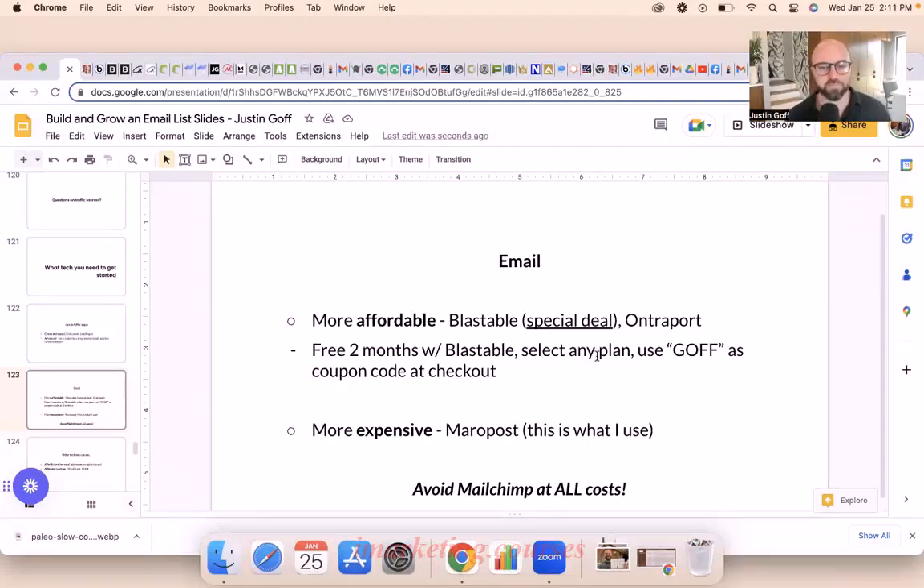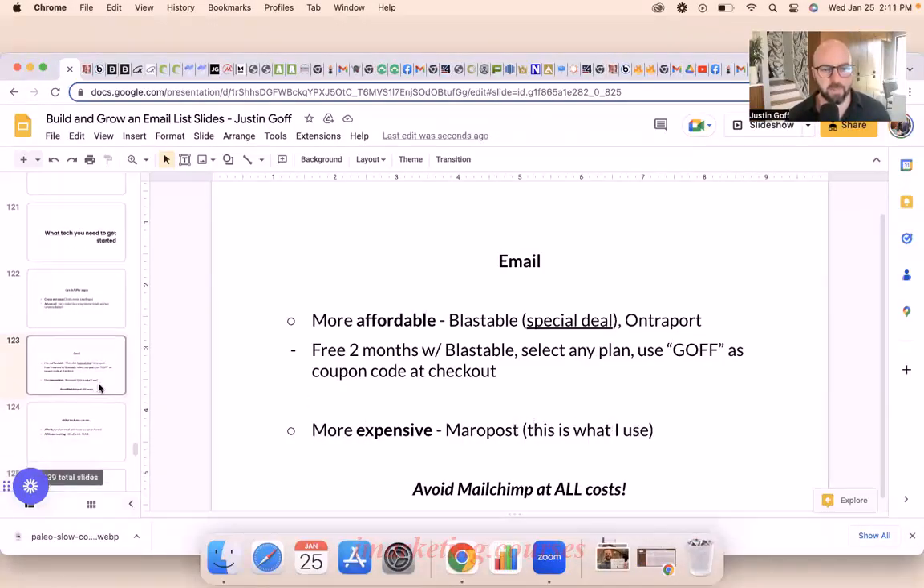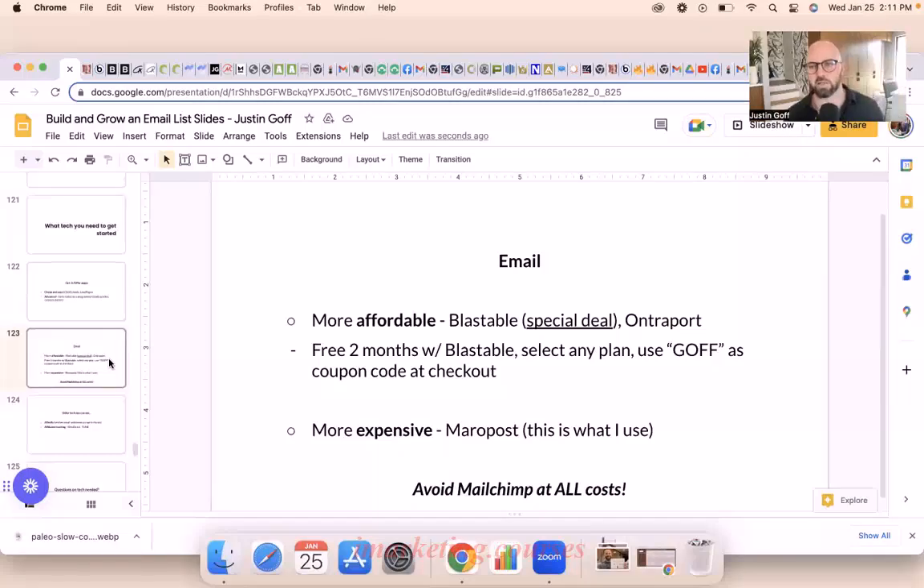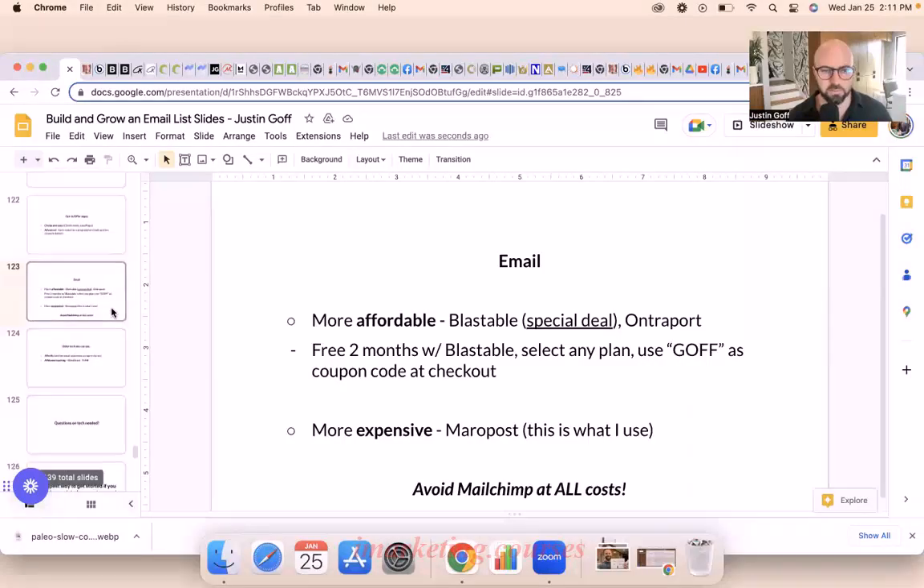More expensive, I personally use Maropost. I think I pay $13,000 a year for Maropost. It depends on the size of your list, but I have really good deliverability. I may move to Blastable at some point, but like I said, I get really good deliverability with Maropost. But if you're new, I would try Blastable or Ontraport. They're both super solid.